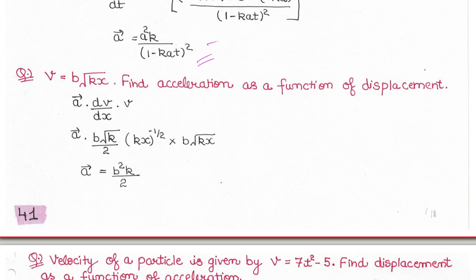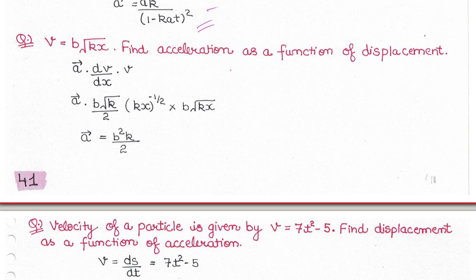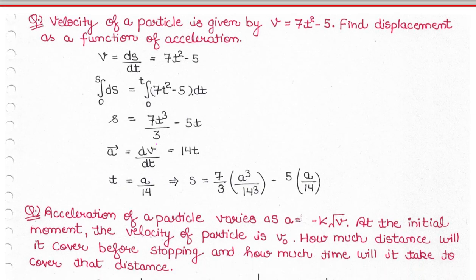If v is equal to square root of kx, find the acceleration as a function of displacement. Now we can write a is equal to dv/ds into v. Okay, and after putting this value, actually there is a small mistake. We can write a is equal to dv/dx into v, and after putting this value, we get k by 2.